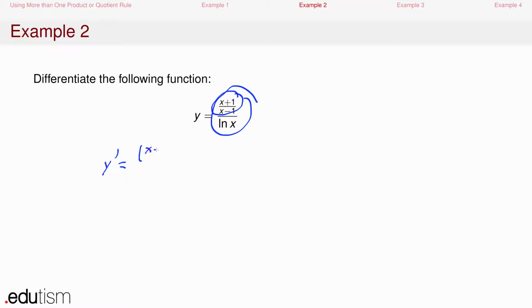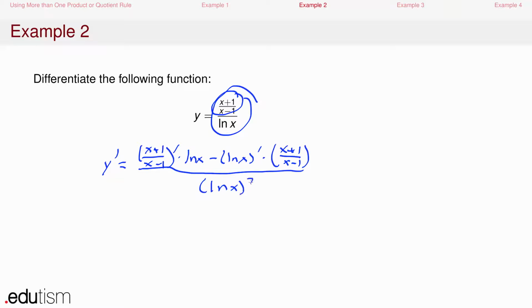I'm going to take the derivative of the top, x plus 1 over x minus 1, times the bottom, which is ln of x, minus the derivative of the bottom, so the derivative of ln x, times the top, which is x plus 1 over x minus 1, all over the bottom, which is ln of x, squared. So when I do the derivative of this quotient, I'm going to need the quotient rule.